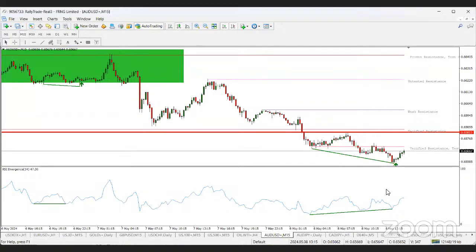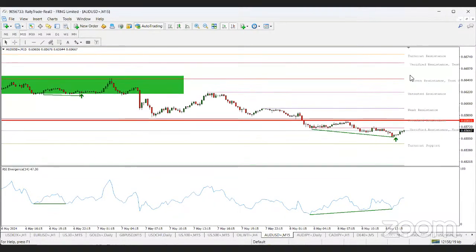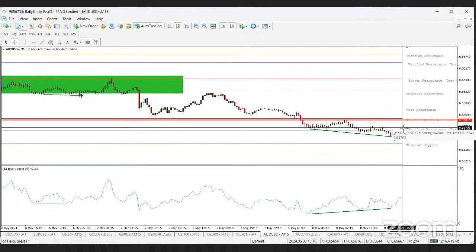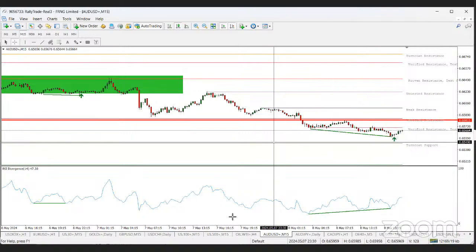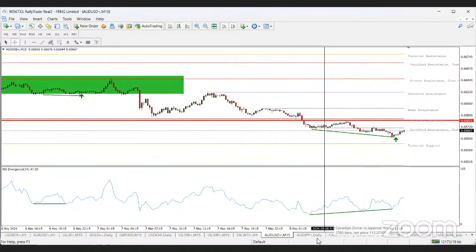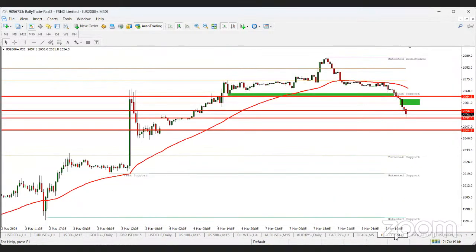AUDUSD is still a bit sluggish. No move yet. We looked at it from 0.65810, but we also said that we could consider a sell from 0.65700. So if it gets to 0.65700, we can still look out for a sell on it. You understand?